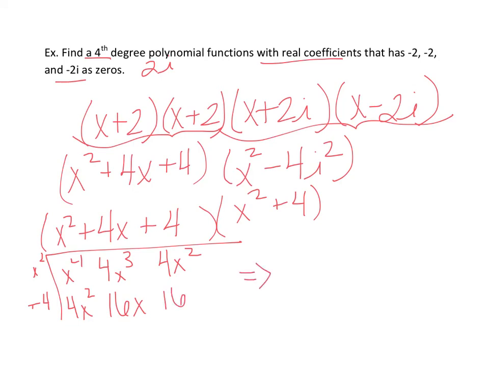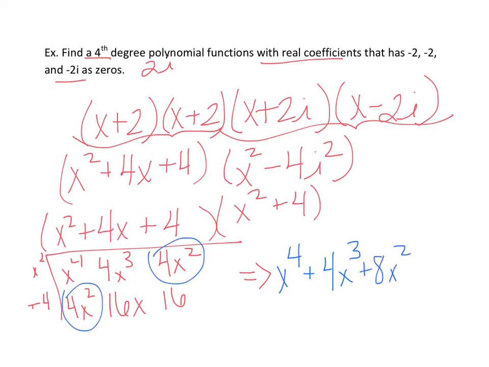The polynomial that comes out of this is x to the 4th plus 4x cubed. This is x squared and x squared, so 8x squared, plus 16x plus 16. If I wanted to check this, I could check, and I better see a bounce at x equals negative 2, and then no other x-intercepts because the other two are imaginary.